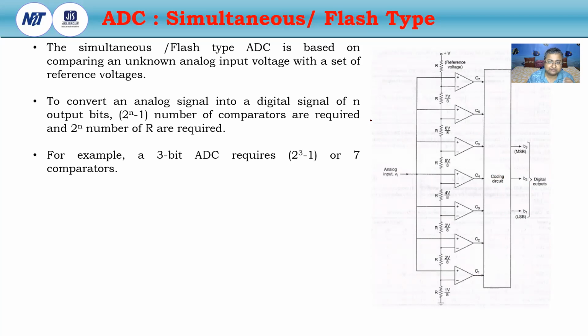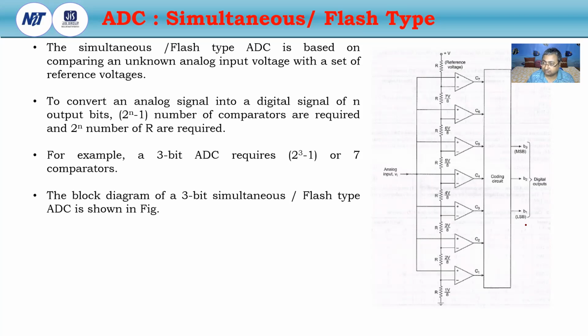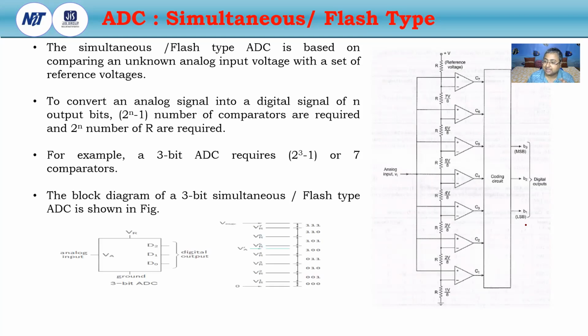The simultaneous or flash type ADC is based on comparing an unknown analog input voltage with a set of reference voltages. If an n-bit flash type ADC is to be designed, then 2 to the power of n resistors should be used, and 2 to the power of n minus 1 comparators should be used. So suppose there is a 3-bit ADC, then 2 to the power of 3, that means 8 resistors are used here, and 2 to the power of 3 minus 1, that is 7 comparators are used here.